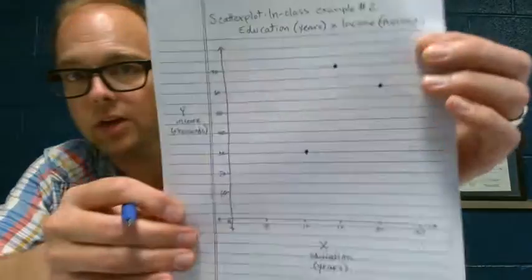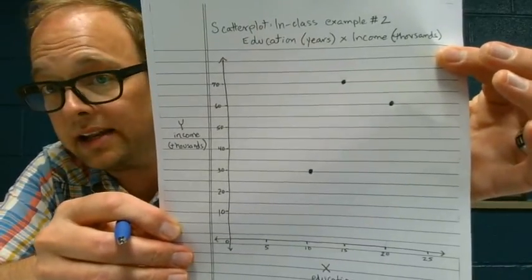All right, one more. Let's say someone reported having 15 years of education and earned $70,000 a year. 15 years of education, our X value, and $70,000 a year, our Y value. All right, that data point would look like that. So that's plotting data.